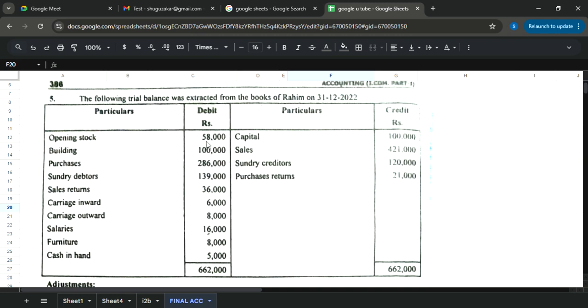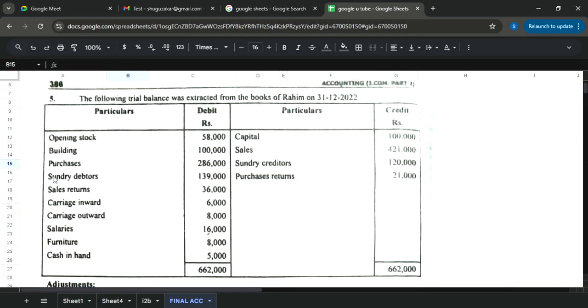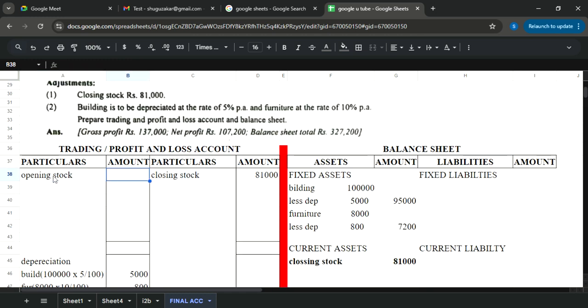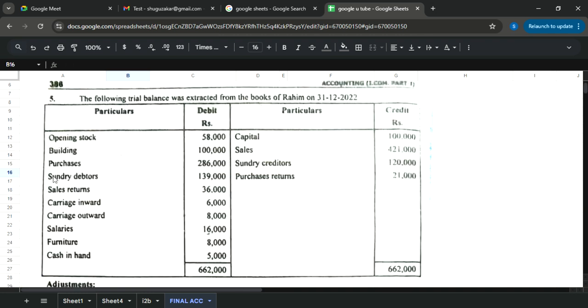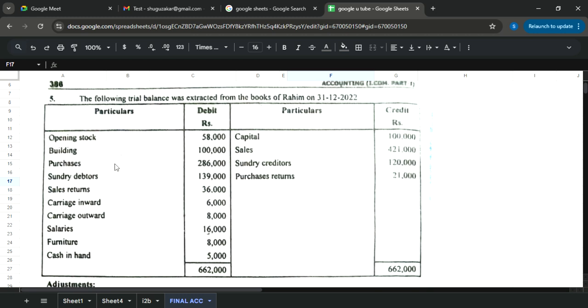First is opening stock 58,000. We will come over here. Opening stock, the amount is 58,000. Next is building, which we have already written. I will show you that building is your asset and you have already written building over here. So building has been already entered.